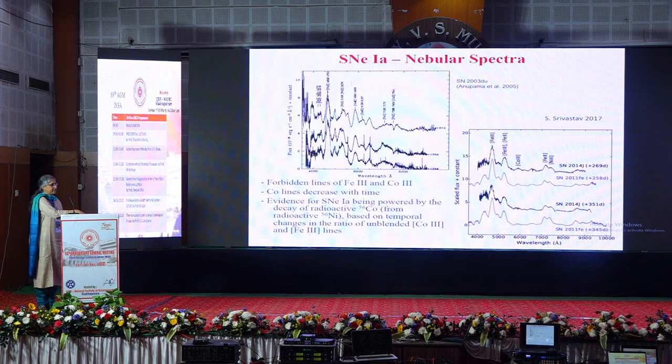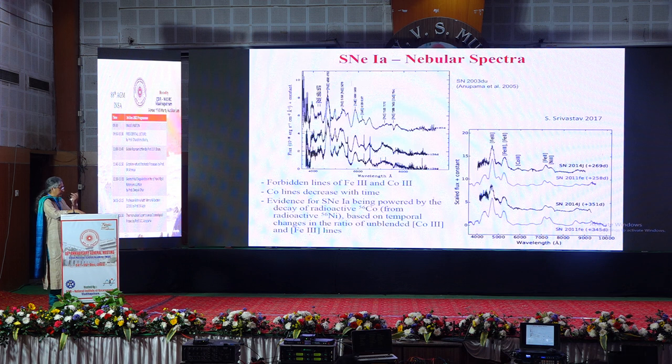So in the nebular spectrum, we clearly see features of forbidden iron, that's doubly ionized iron and doubly ionized cobalt. And there is evidence of the supernova being powered by the radioactive decay of 56 cobalt to iron. So these features are very clearly seen in the spectra, which validates the theoretical assumption of the explosion being from that of a white dwarf.